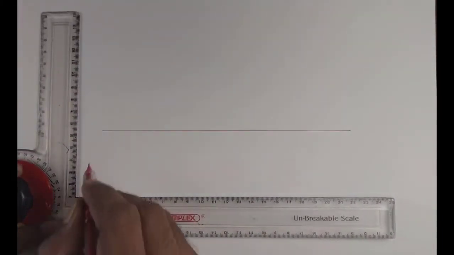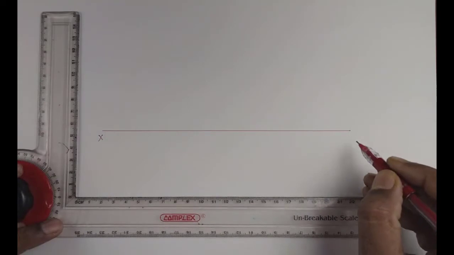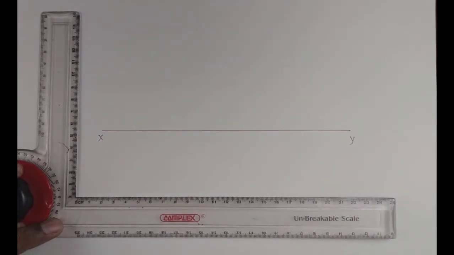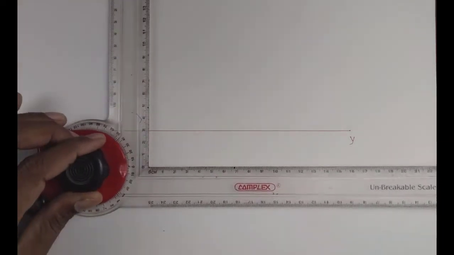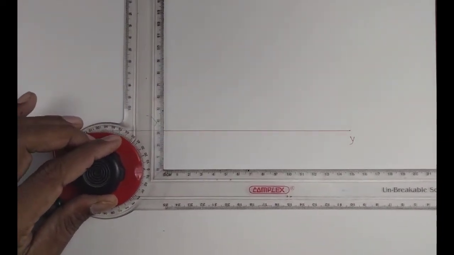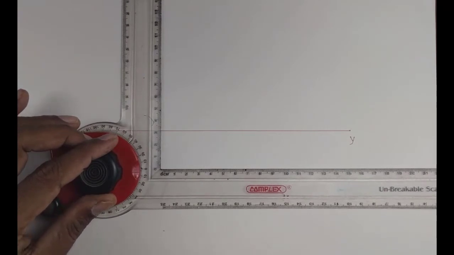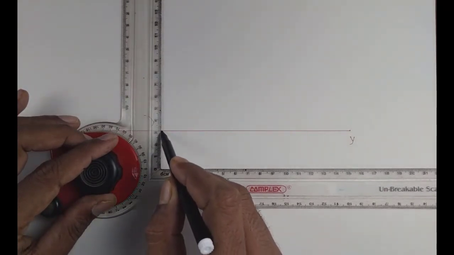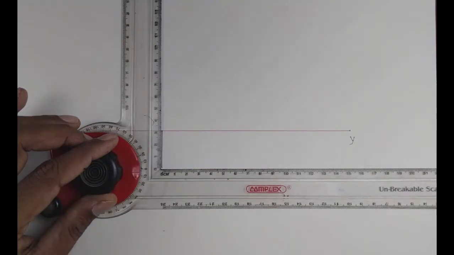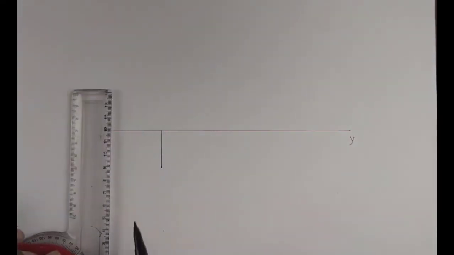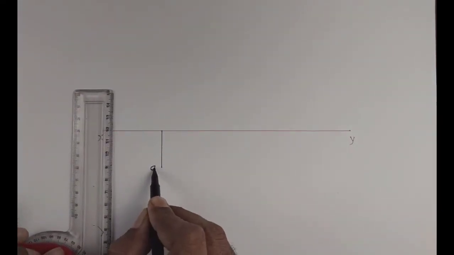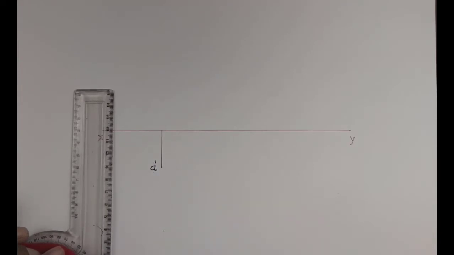On this XY line, first we take our 4 points. As per the problem statement, here point A is 30 mm below HP. I draw the downward direction projection and I mark the A dash.